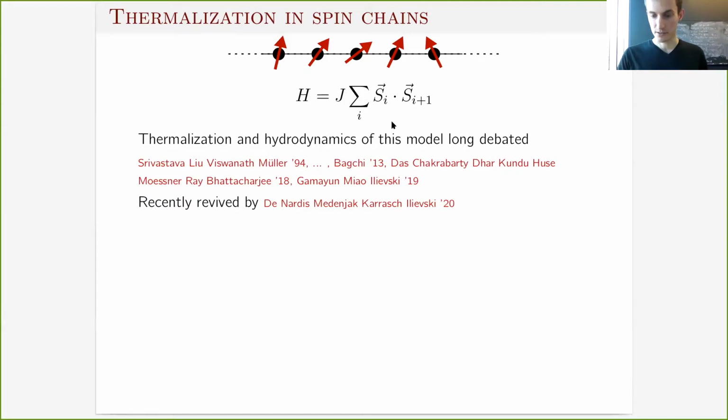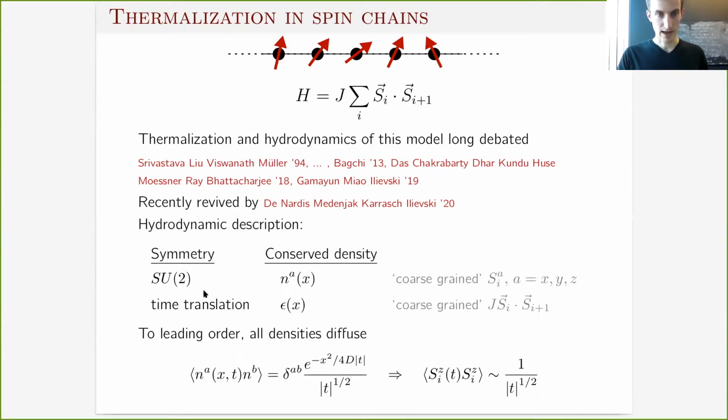So this system has a few more symmetries. It has time translation invariance, so it's going to have a conserved energy density. But it also has SU(2) symmetries that just rotate these spins, so it's going to have three conserved densities associated with SU(2). But otherwise, the hydrodynamics is basically expected to be the same. At a linearized level, you would just expect all of these densities to diffuse. And since we're in one dimension, diffusion means a 1 over square root of t decay.